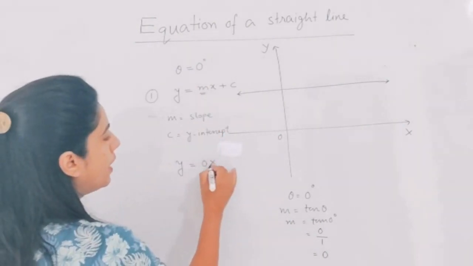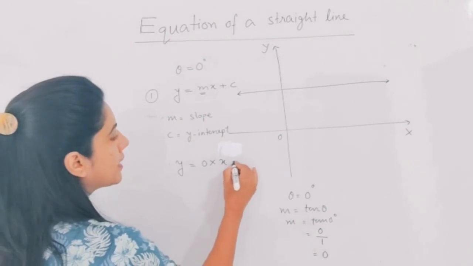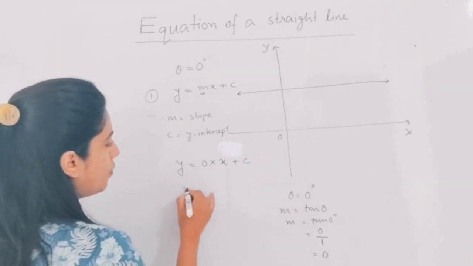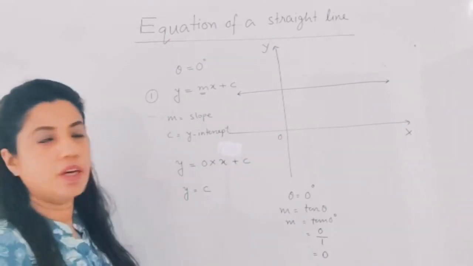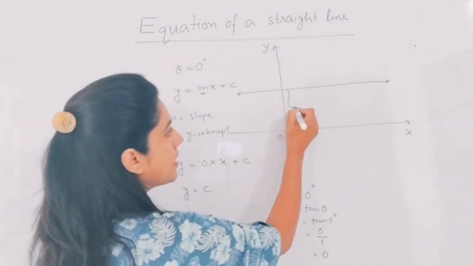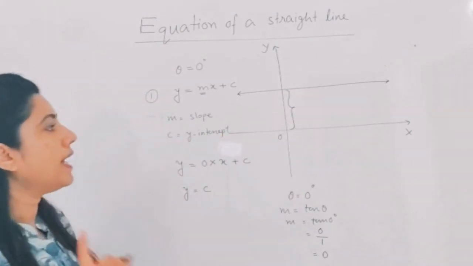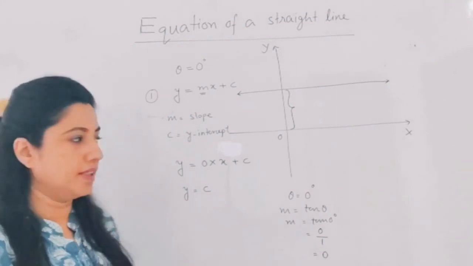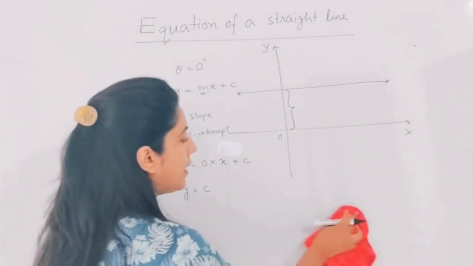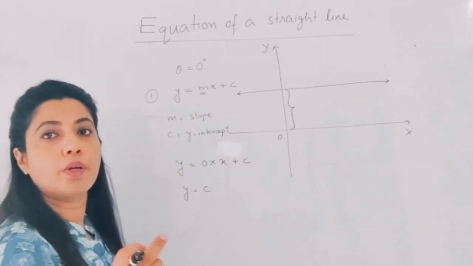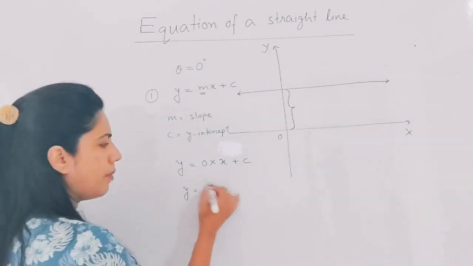So put 0 into x plus c. So y is equal to c. And you can see this part is c over here. So any line which is parallel to the x-axis will have the equation y is equal to c, or we can just write any alphabet over here.